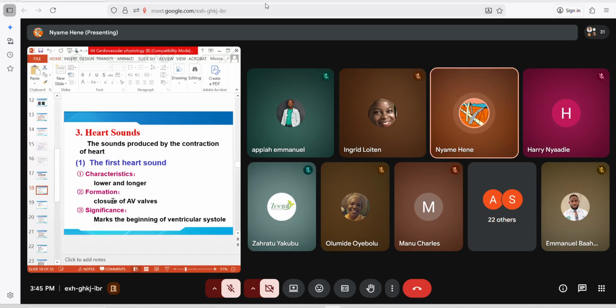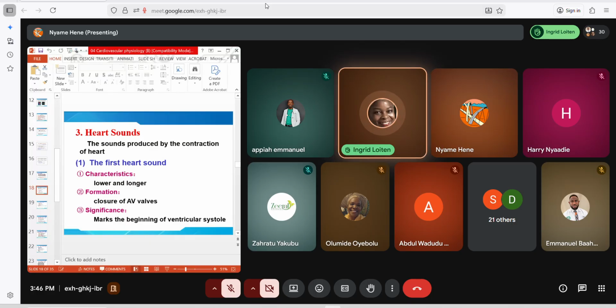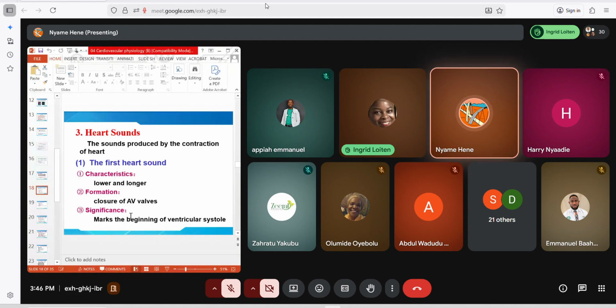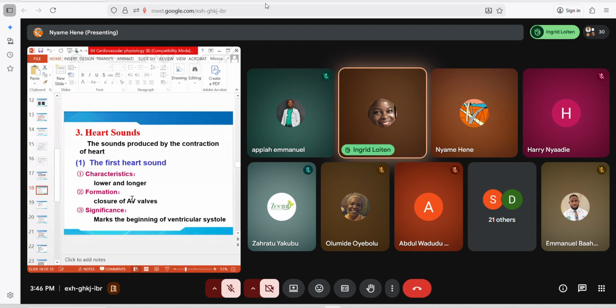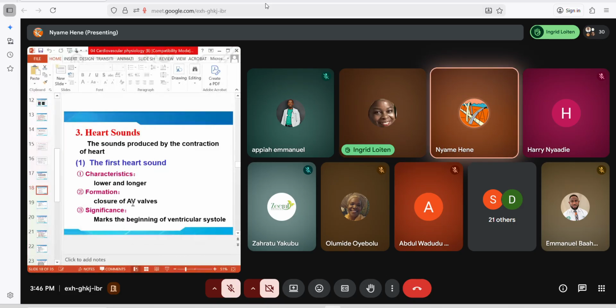Then it's formed by the closure of the AV valves, atrioventricular valves. What are the atrioventricular valves? Who knows them? Yes, Ingrid. Those are the valves that open one way when the blood is flowing. No, I want their names. What are the atrioventricular valves? You mean the specific names of the valves? Yes. Okay.